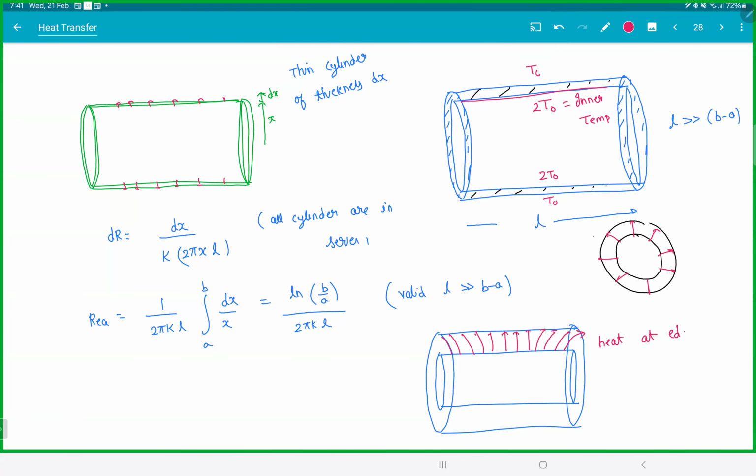This is called the fringe effect. Heat at the edges does not flow radially. That means you can't take area 2 pi XL. So that's why L should be very large compared to the thickness, so you can neglect it. Remember, we can always neglect it, okay? It is actually there. Do have a look at this. Clear?